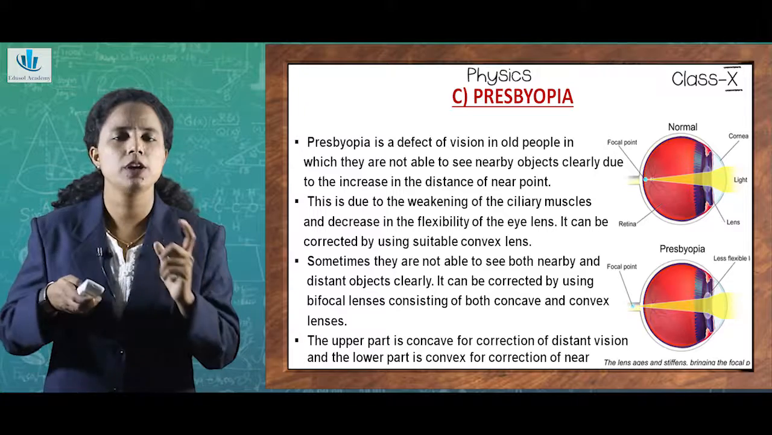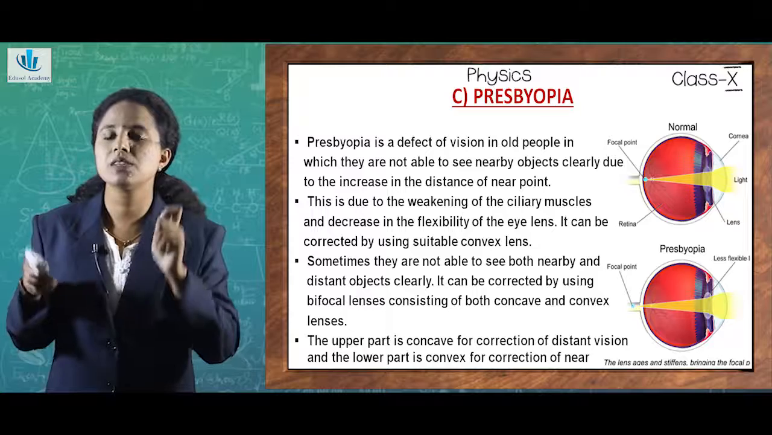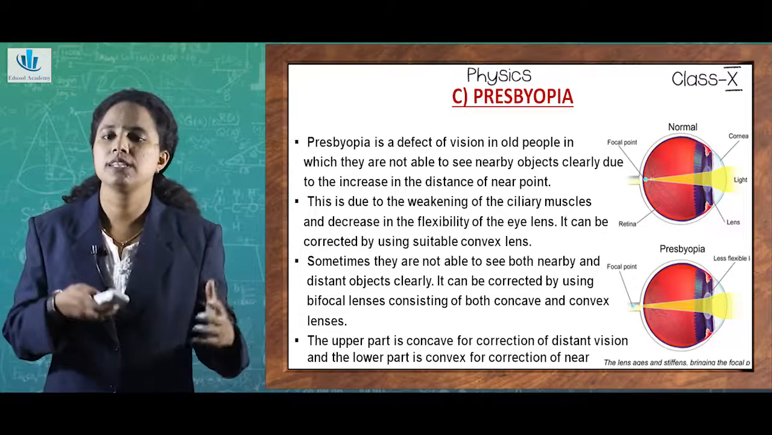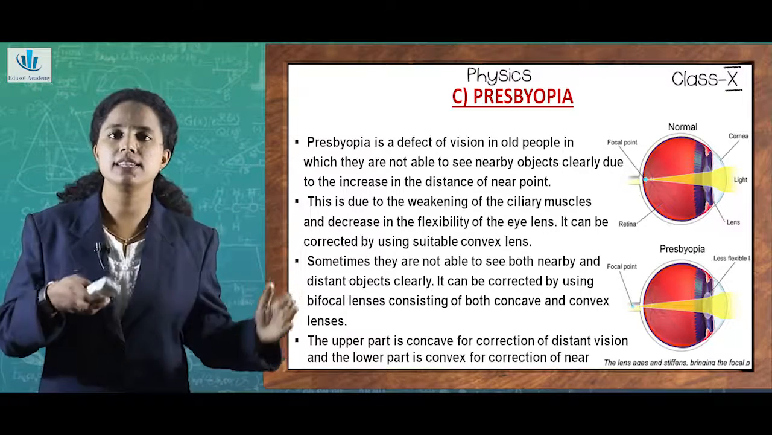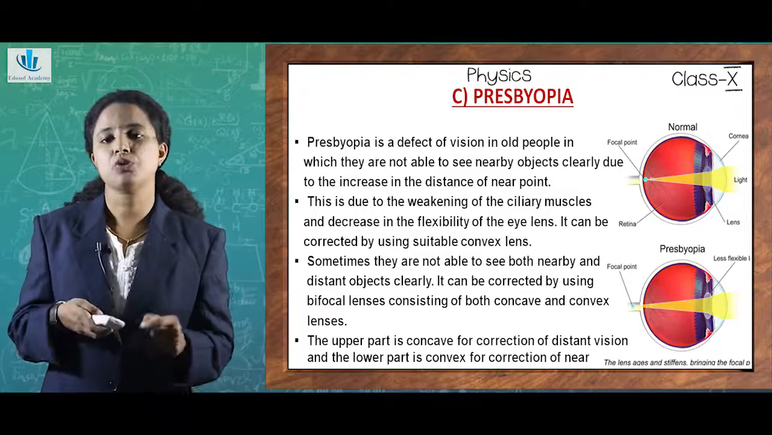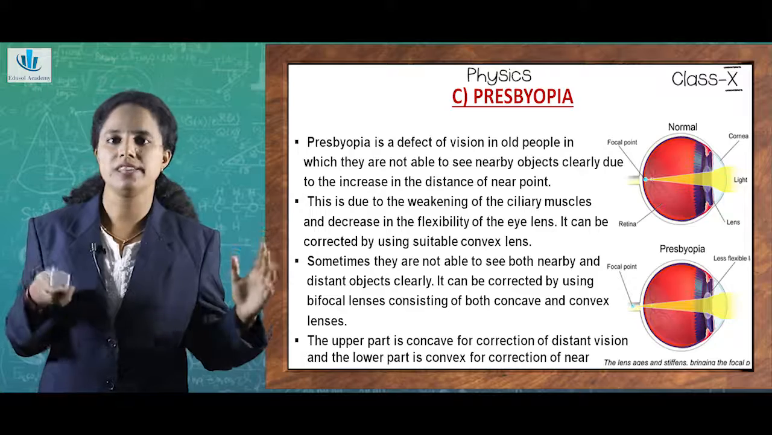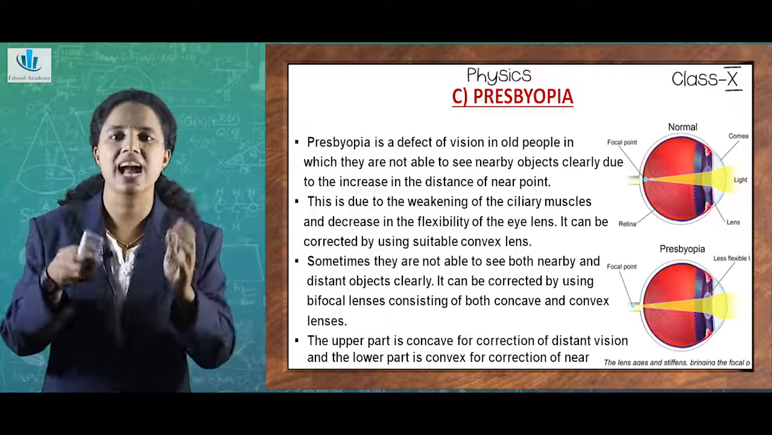So, what was the near point of our normal eye? It was 25 centimeter. For a person who is suffering from presbyopia, he will not be able to see the nearby objects clearly. It's because there will be an increase in the distance of near point. This is mainly happening due to the weakening of ciliary muscles, and as we age, there will be a decrease or a fluctuation in the flexibility of our eye lens.